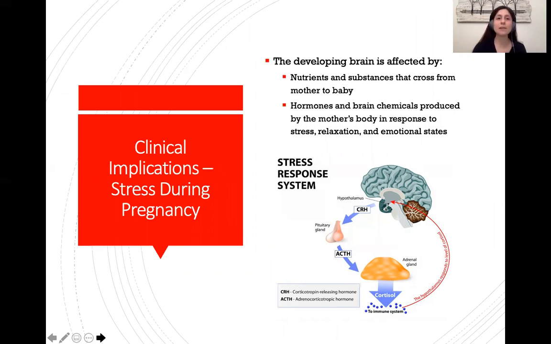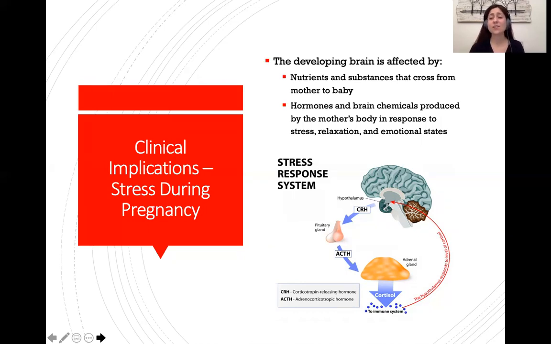Okay, so the developing brain is affected by the nutrients and the substances that cross from mother to baby, as well as by hormones and brain chemicals produced by the mother's body in response, for example, to stress, relaxation, and emotional states. So all of those different states produce hormones and chemicals, right? And those hormones and chemicals are passing on to the developing baby. Now, of course, drugs and chemicals pass the placental barrier and they have some serious effects. They can cause mutations, they alter gene expression, and so on. And those are some things that your clients may have to deal with, right?